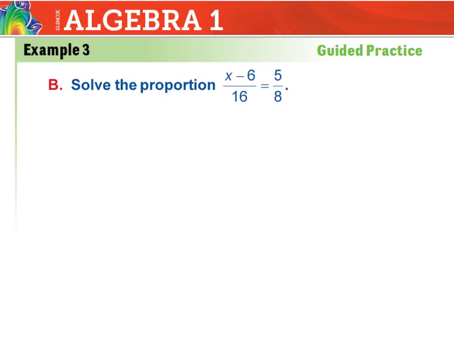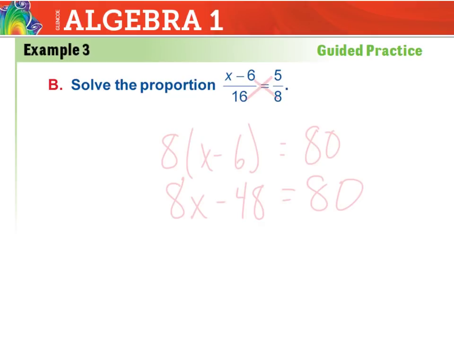Okay, here's another one with x minus 6 in the numerator. Again, you'll see me do that little weird x all the time. This just means, hey, cross multiply and divide. Let's see, that's 80. I think that sounds good. Distributive property kicks in, and I get 8x minus 48 equals 80. There we go.